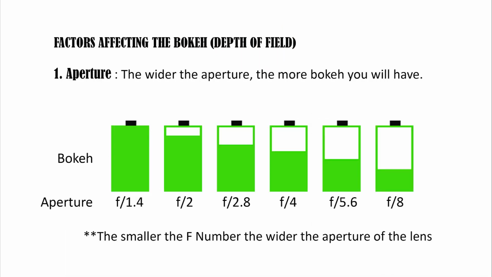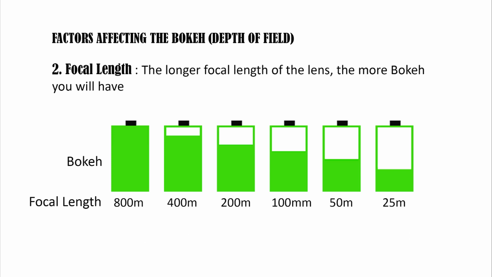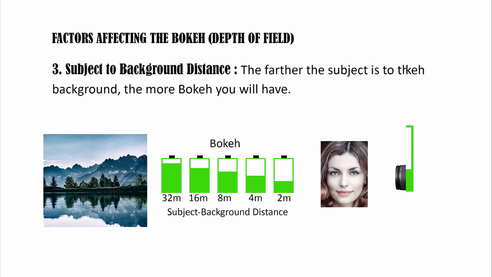So before we start the comparison, let's see what factors affect the bokeh or depth of field. Factor number 1, aperture. The wider the aperture, the more bokeh you will have. Note that the smaller the f number, the wider the aperture of the lens. Factor number 2, focal length. The longer the focal length of the lens, the more bokeh you will have. Factor number 3, subject to background distance. The further the subject is from the background, the more bokeh you will have.